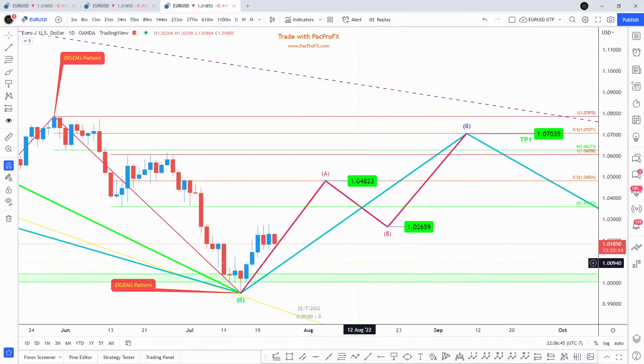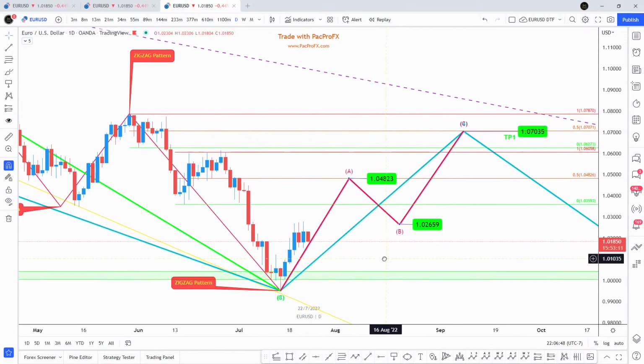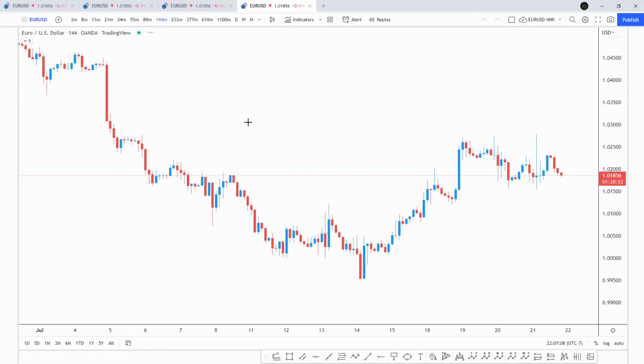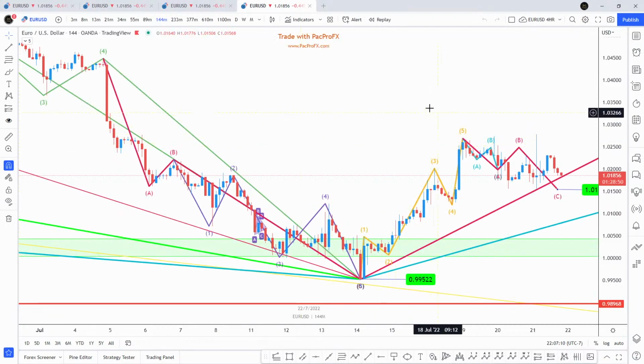Alright, so there's your levels that are upcoming here for the week on a daily. So let's save that, and then let's go down to a 4-hour chart. Let's see if there's anything different here. If not, I will make my new chart.